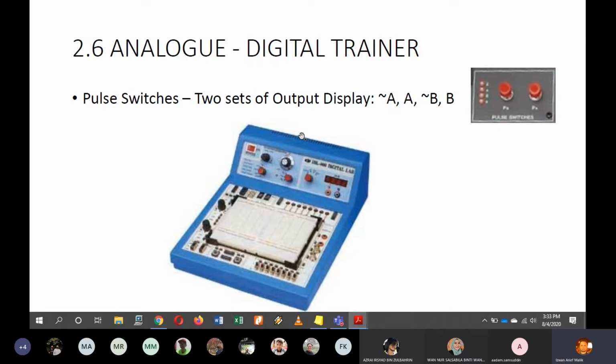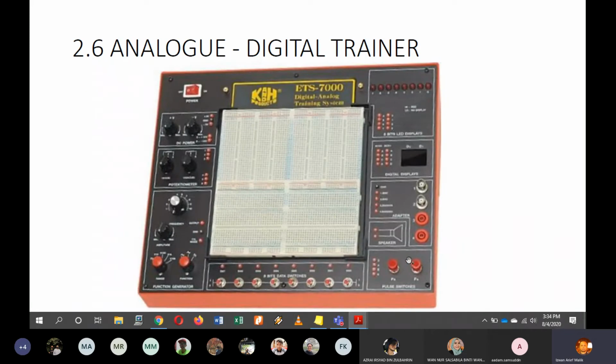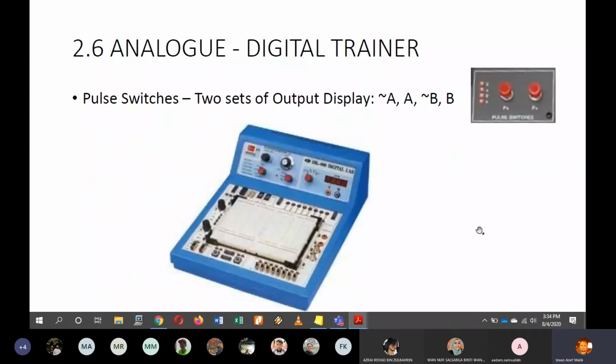So they are equipped with pulse switches, which is where is it? Dekat sini. Okay, dekat these 2 points here. This is the pulse switches. Okay, so 2 sets of output display, inverse A, inverse B, B, which is also available in this trainer here. For this one, it is situated here. For the blue one, it is situated down here.